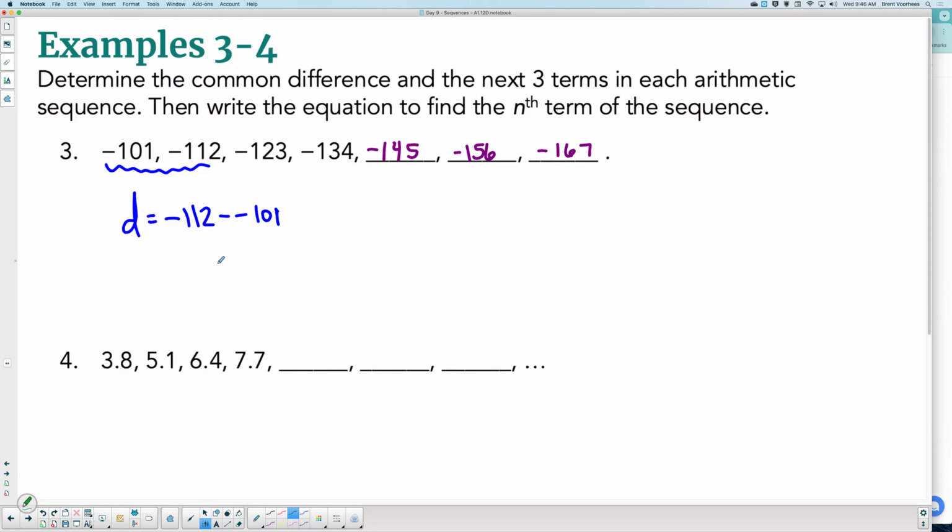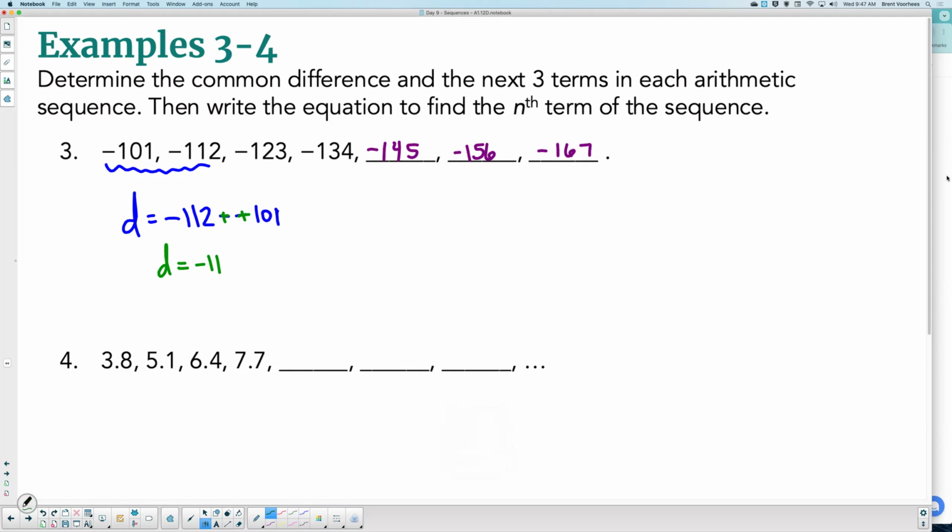Say with me, please. So what do I do with a minus and a negative back to back? It becomes a positive. So it's negative 112 plus 101. Anybody good in mental math? Not quite, because it was a negative then a positive. 11's your number. That's right. It's negative 11. Sorry, my board just went out. It's negative 11. That's the number.